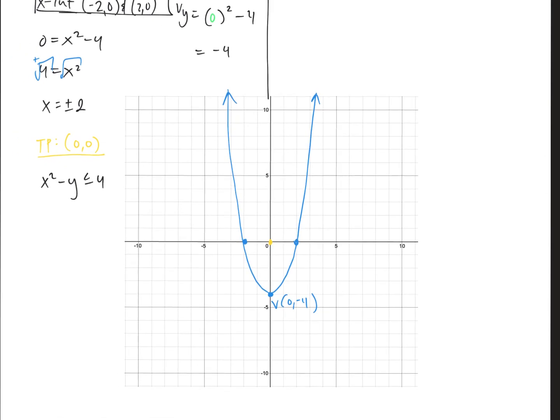And we're checking this out on the test points. Ooh, this time we do have an x and a y. So plugging in 0, 0, we're trying to see if this is true. Is 0 less than or equal to 4? The answer is yes, this is true. So since the answer is yes, we're going to shade the side that my point came from, which is going to be the inside here.